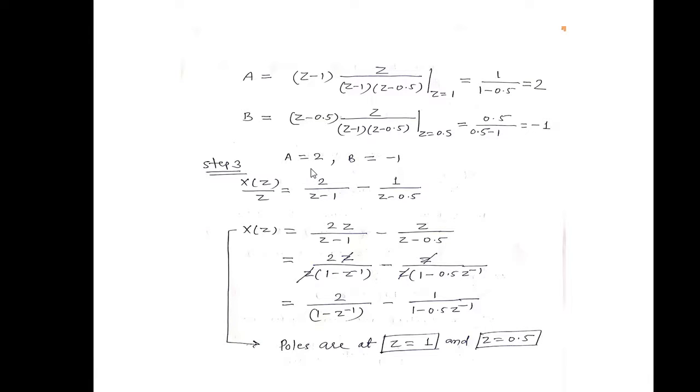We can put the values of A and B in this expression. So X of z upon z is equal to 2 upon z minus 1 minus 1 upon z minus 0.5. You can multiply by z in the numerator, giving z upon z minus 1 and z upon z minus 0.5.